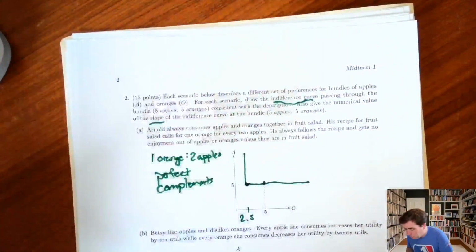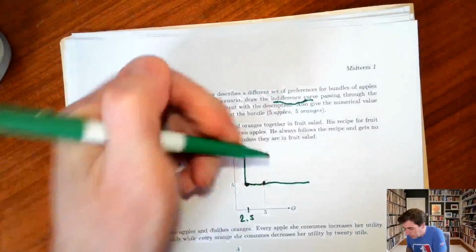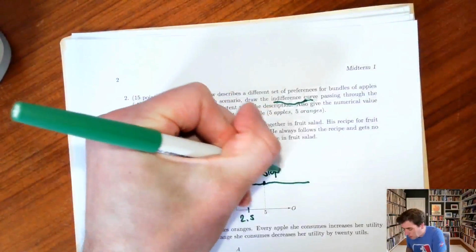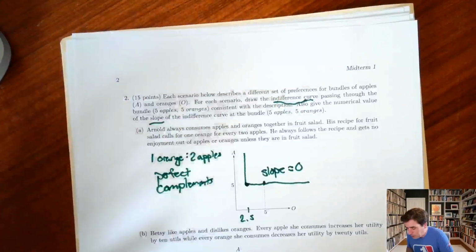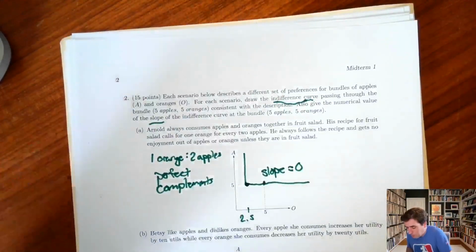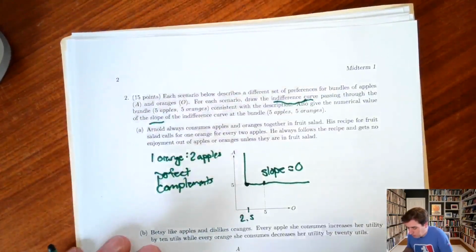So at that point of 5, 5, my slope there is simply 0, right? Because an additional orange isn't helpful to me. It's apples that are constraining me at that point. All right, so let's move on to part B here.